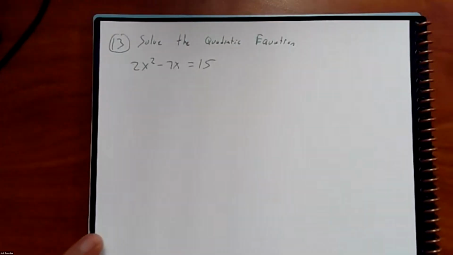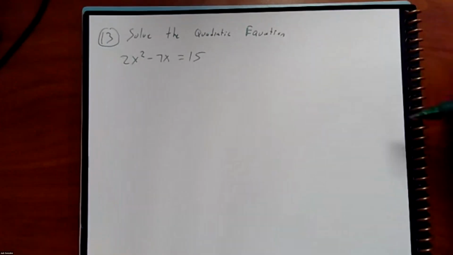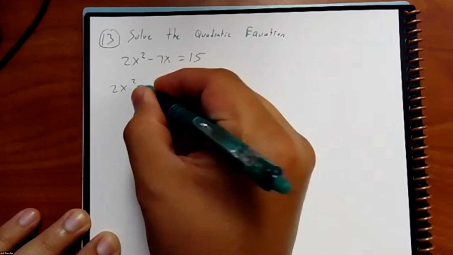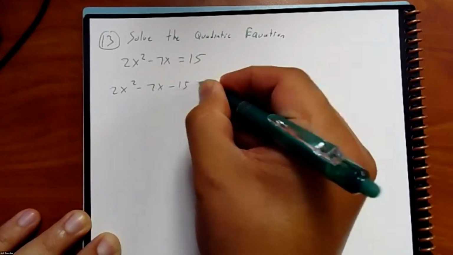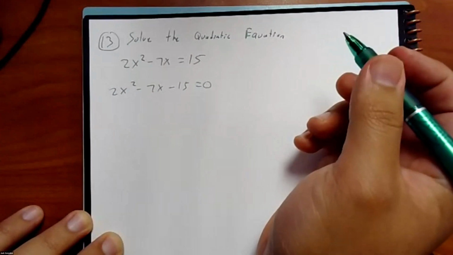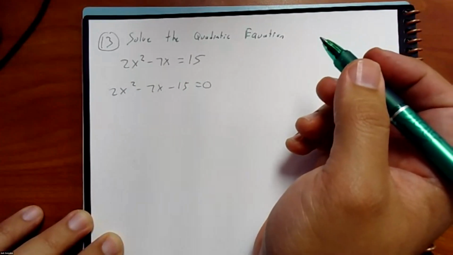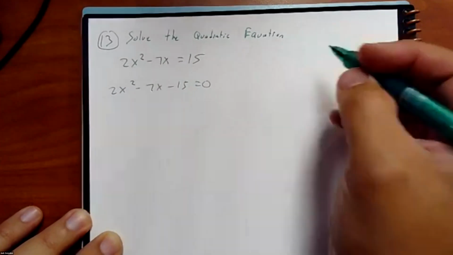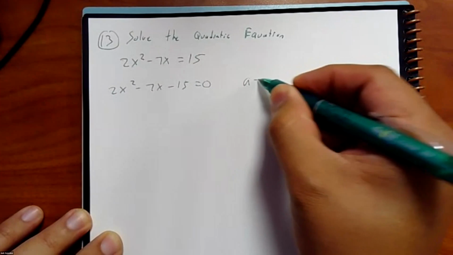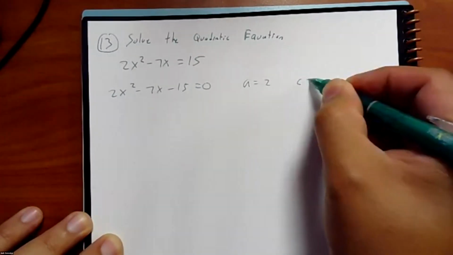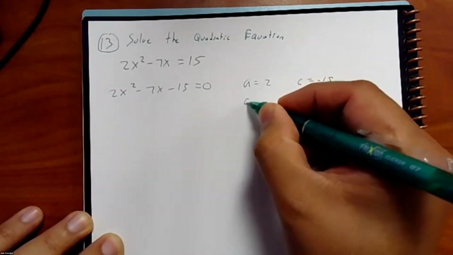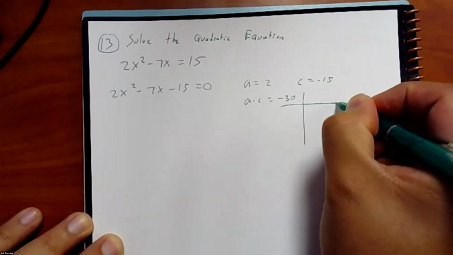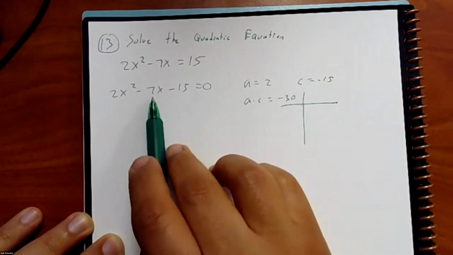Okay. So to solve a quadratic, we said we need to set it to 0, step 1. So subtract the 15 over, and then use a method of your choice. Here they didn't tell us what to use, so use whatever you want. I'm going to use AC method. So A times C is negative 30. So that will be factors of negative 30 that add up to this.